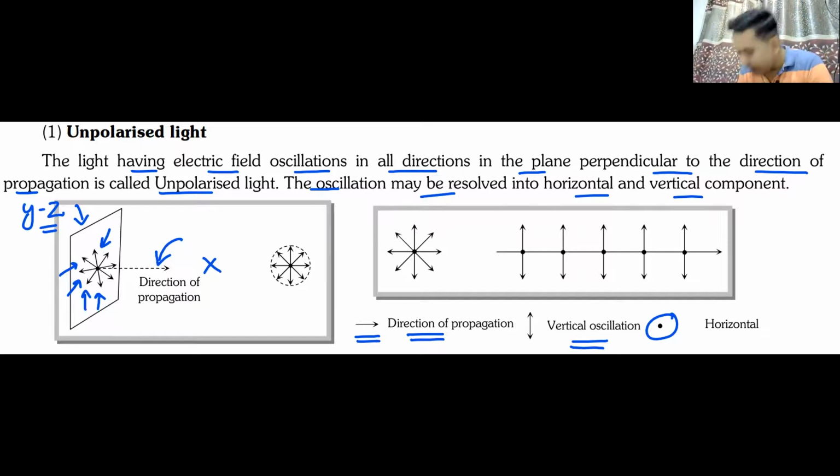Yes, sir. I'll give you a minute to write the definition of unpolarized light.